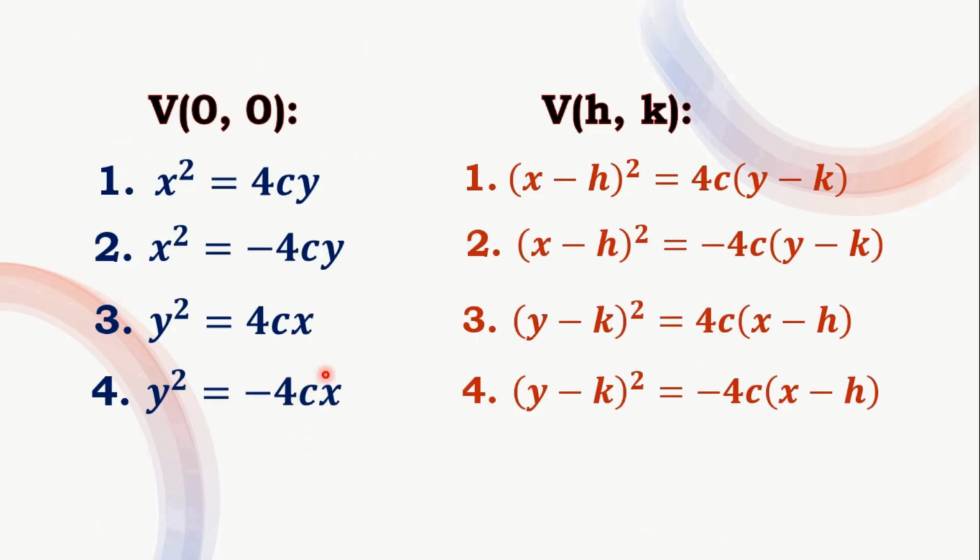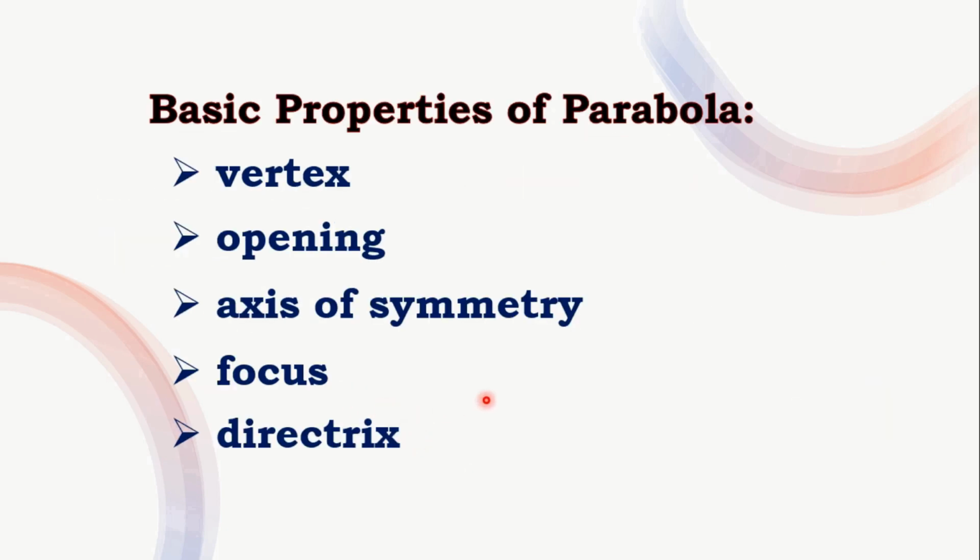To recap, there are 4 different equations for a parabola with vertex at (0, 0), and 4 different equations for a parabola with vertex at (h, k). Observe properly the equations. In a parabola, we always have a vertex, opening of the parabola, axis of symmetry, focus, and directrix. Let us consider some examples.